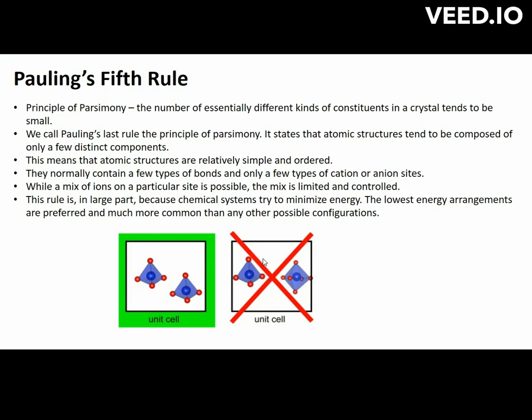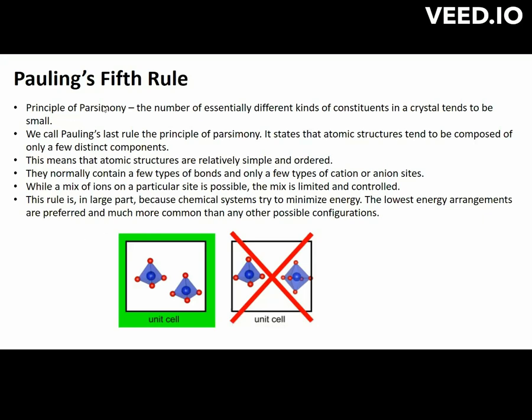Their coordination environments are not the same. For this crystal, the unit cells have more than one coordination environment, and then it becomes unstable. But for this crystal, the unit cells have coordination numbers which are the same. All right. So this is the fifth rule, which predicts the number of constituents in stable crystal structures.